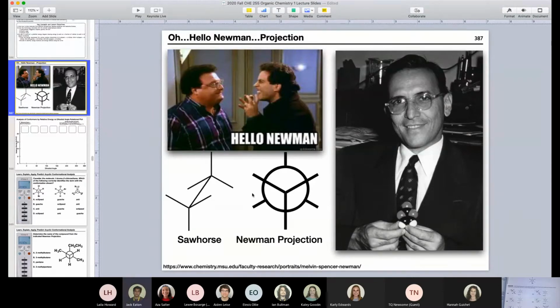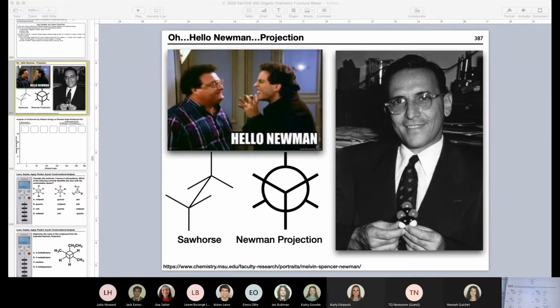So this is meant to depict looking down the axis of a single sigma bond. So again, the front Y shape indicates the three substituents. The fourth substituent, you're looking down the axis. The circle is the rear carbon. And then the substituents of that rear carbon are pointing out from the circle.